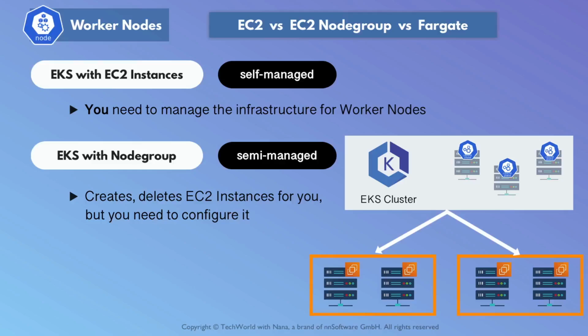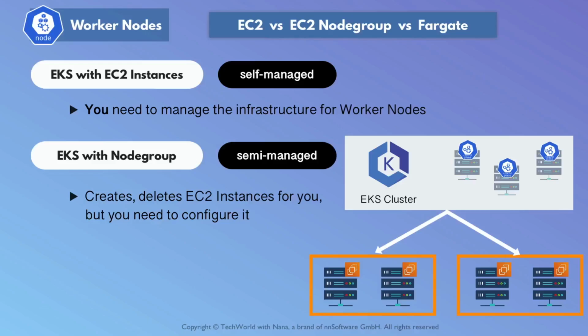For example, worker nodes or EC2 instances managed by a node group will get all the processes necessary installed on them. So you don't have to worry about installing container runtime, Kubernetes worker processes, etc. for them to make them into worker nodes. So that means you have an alternative between completely self-managed EC2 instances and semi-managed EC2 instances through node groups.